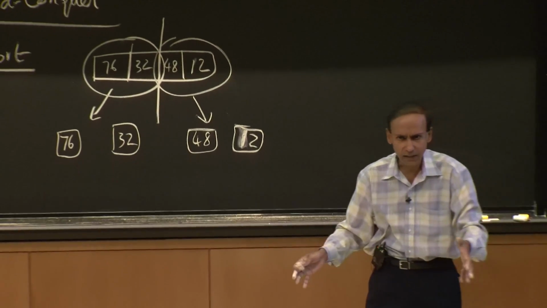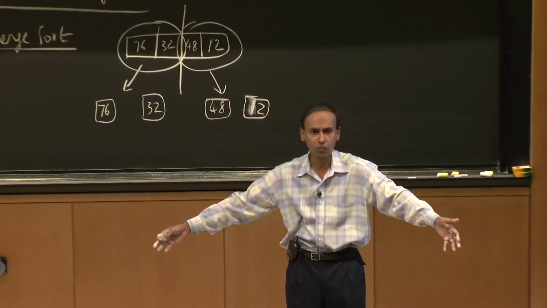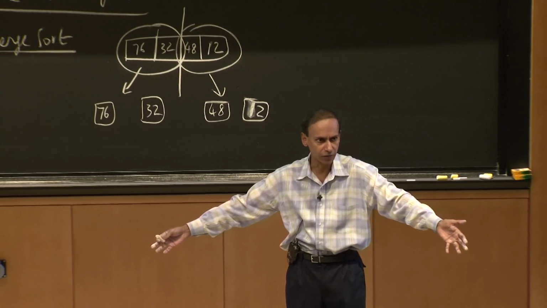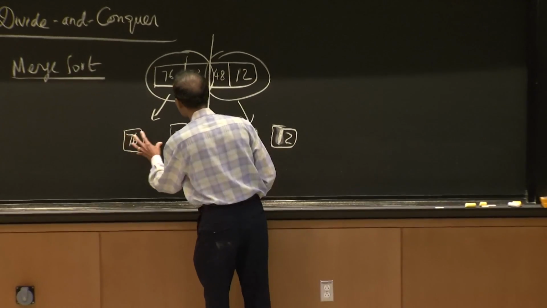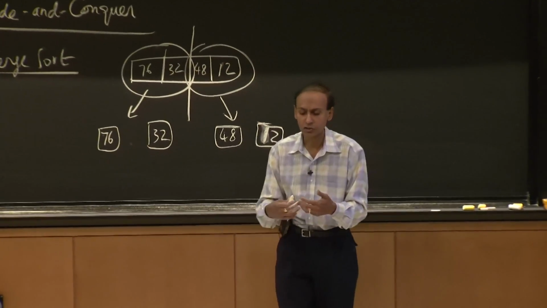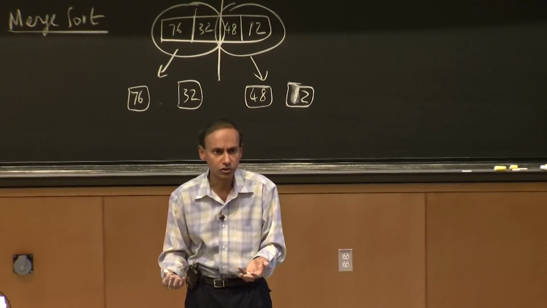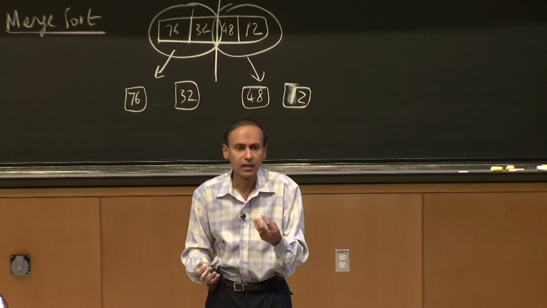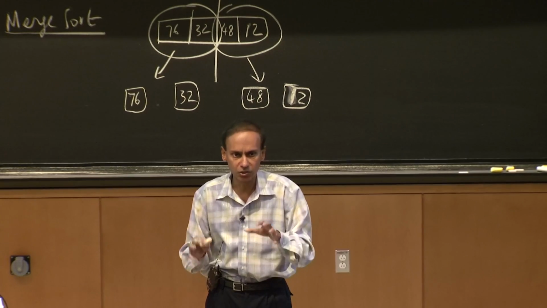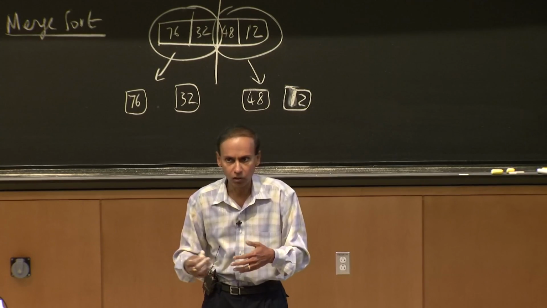So far you've done nothing. You've just broken things up and turned this into 4 one-element arrays or lists, what have you. But then the fun starts after you do the split, after you return. 76 as a singleton is trivially sorted, so there's no work to do, and no more splits that you could do. 76 is a monolithic element in the array, so you can't do anything with it, and you just leave it be. And the same thing with 32 and so on and so forth.